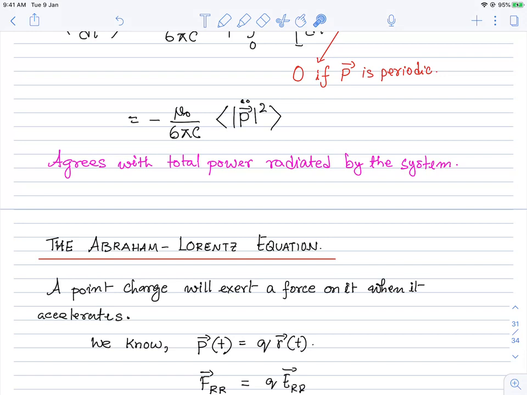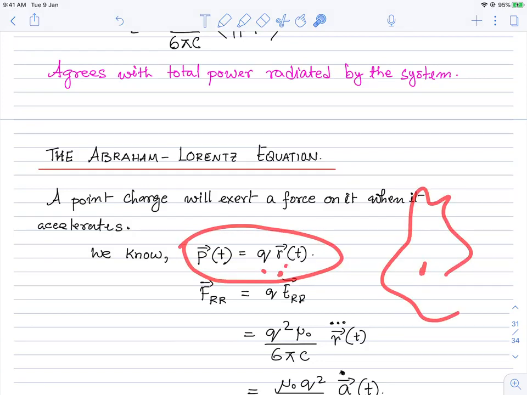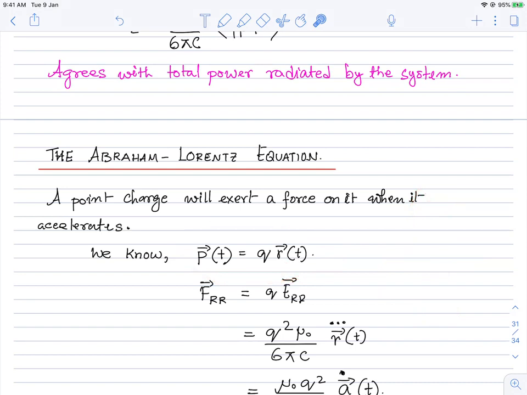This is mostly for a more general charge configuration. But what happens for a point charge? Okay, what happens for a point charge? With respect to some chosen origin, let's say the point charge is moving around. The dipole moment is basically q times the location of the point charge. This is a single charge which is moving around. So that is the dipole moment.